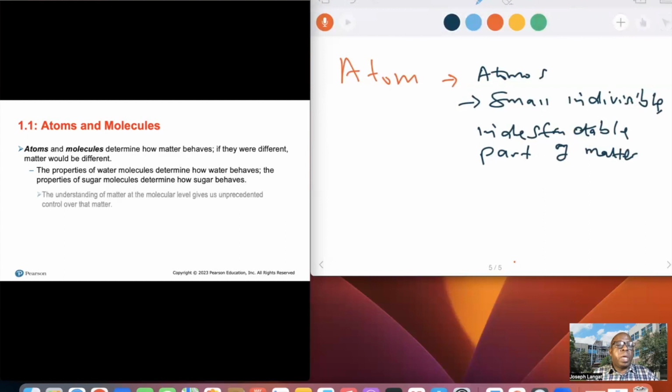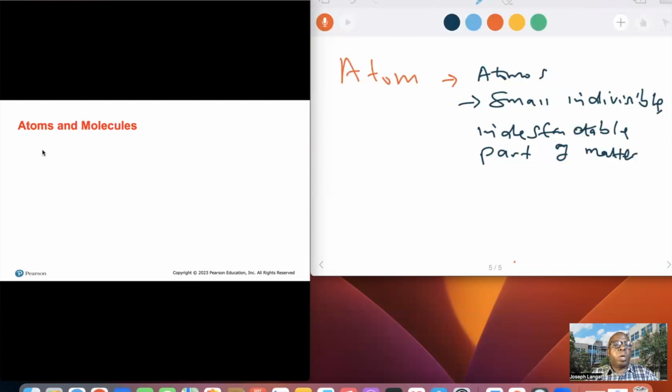We will see in chapter 2 in detail part of the atom, subatomic particles, and so forth. In order to understand matter, which we define at a molecular level, we need to understand how atoms behave. So atoms are submicroscopic particles that constitute the fundamental building blocks of any matter you can think of. So these are the smallest, indivisible, indestructible.